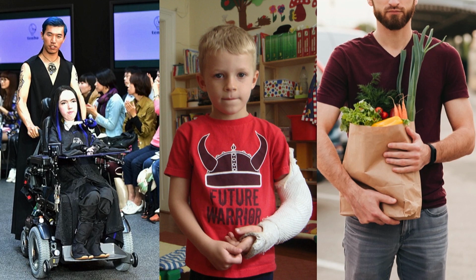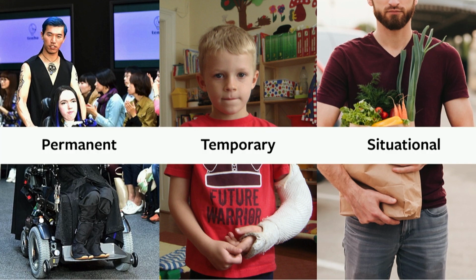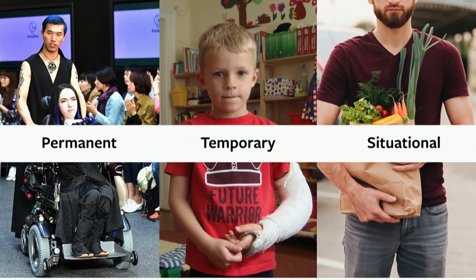Here's an example. These three people are encountering similar accessibility barriers, for example, accessing a digital device, whether it's permanent, like the woman in a wheelchair, or temporary, like the boy with a broken arm, or situational, like a person carrying a grocery bag. So here is a reminder that at some point in our lifetime, we will have some accessibility needs.